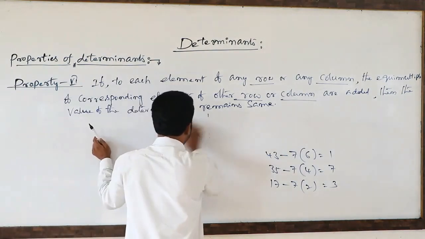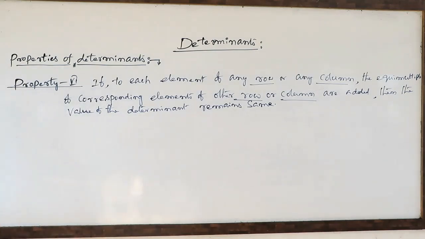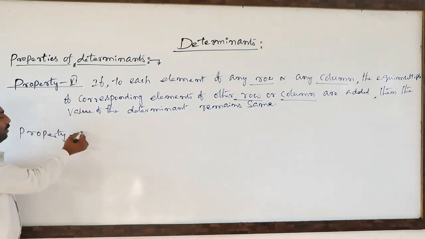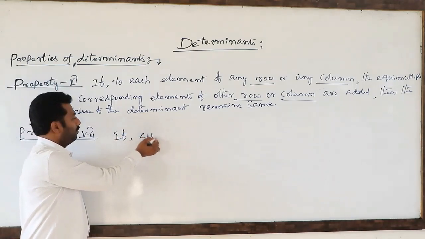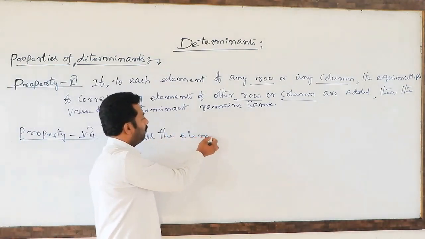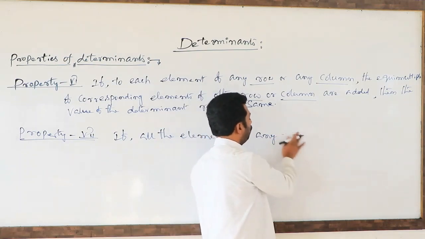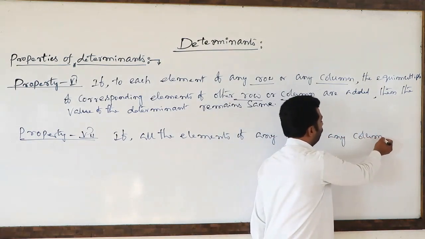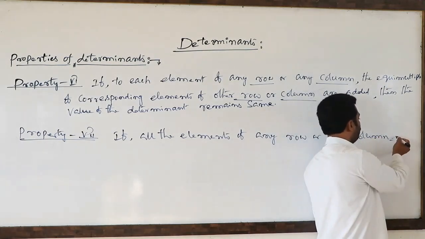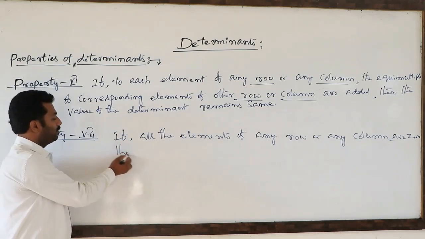Another property, property number 7: if all the elements of any row or any column are zeros, then the value of the determinant is always 0.